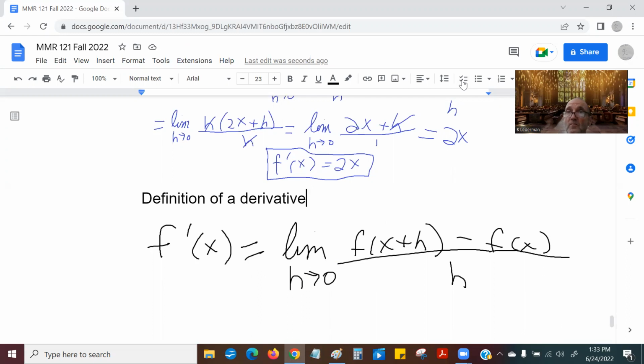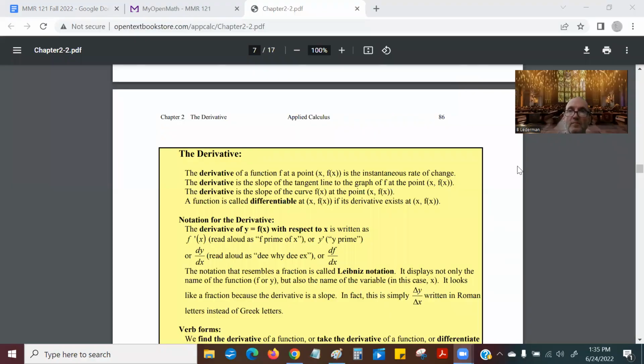What I'm showing you here is actually in the textbook, which you can click on in section 2.2 in MyOpenMath. Anyway, let's just go through it. The derivative of a function f at a point x comma f of x is the instantaneous rate of change. Remember we talked about how I can figure out my average rate going from here to San Francisco, but how do you figure out the instantaneous rate at any particular point? So that's something we use derivatives for.